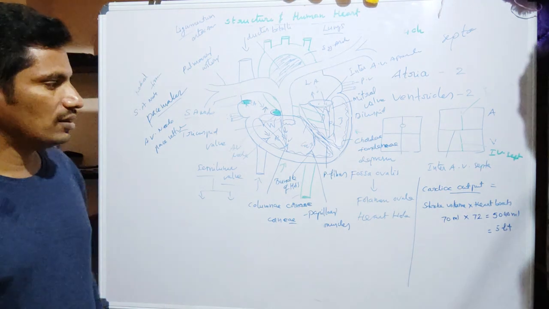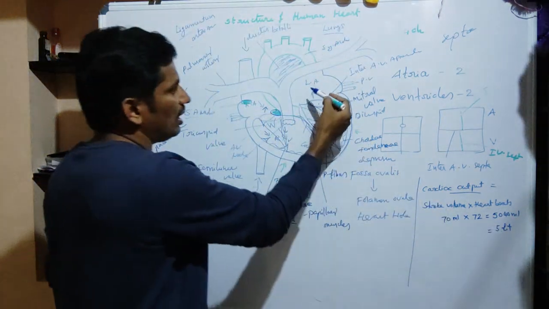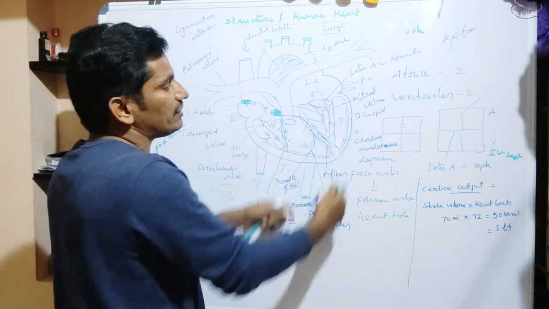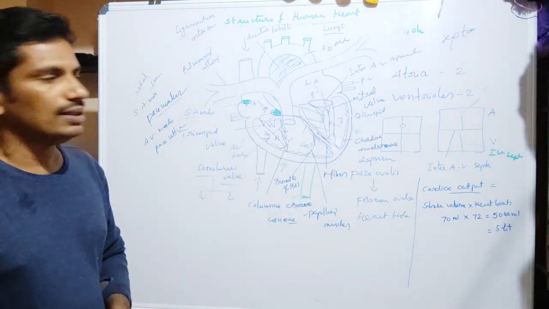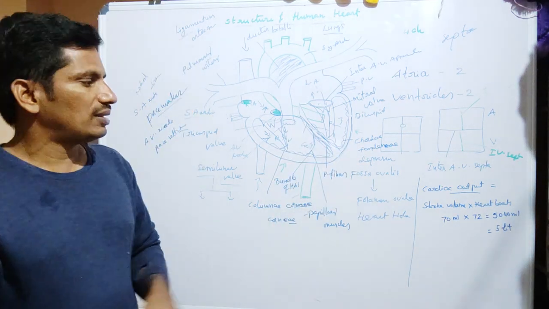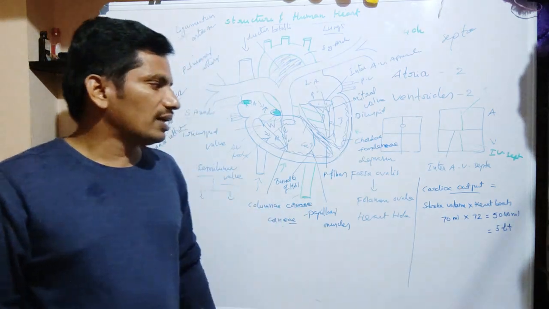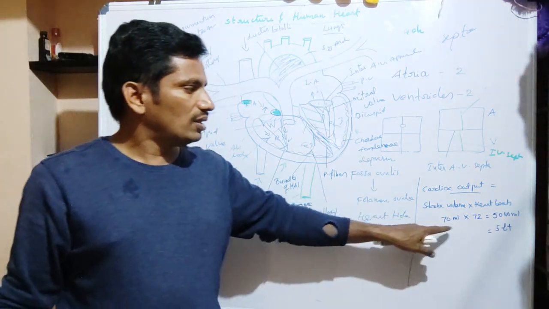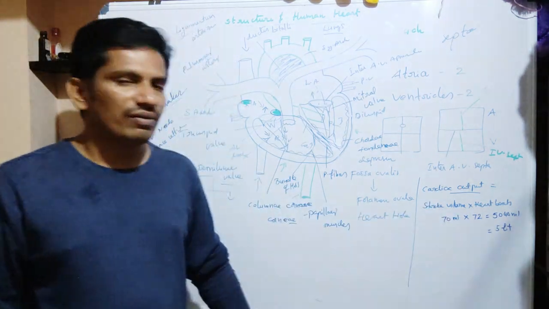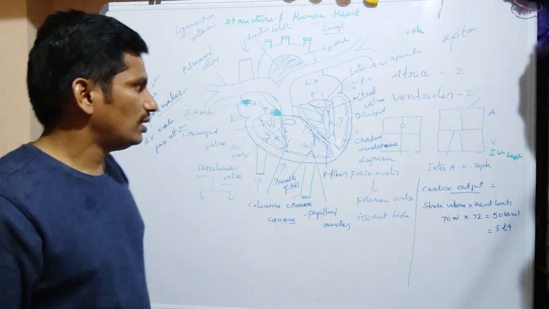Nearly 5 liters. So stroke volume means the volume of blood pumped by each ventricle during the cardiac cycle. How much blood does each ventricle pump? That is 70 ml, the stroke volume. The cardiac output is 5040 ml, or 5 liters on average.